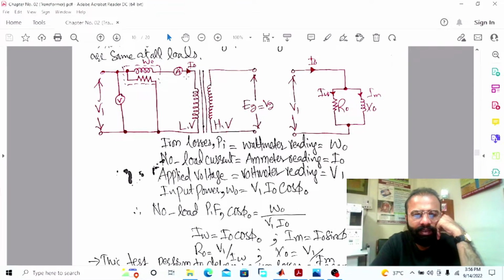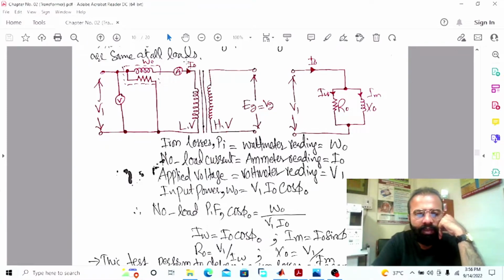This ammeter will give us the no load current which is flowing in the LV winding of the transformer, which is the primary winding. The applied voltage which is given to the LV winding, or the primary winding, of the transformer is read by this voltmeter, which is connected in parallel across the LV winding.